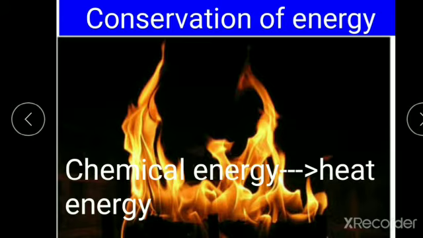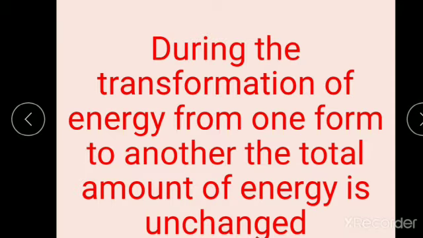So you know that one form of energy can be transferred into another form. When one form of energy is getting transformed into another form, the total amount of energy will be unchanged. For example, when you change the chemical energy into heat energy, like when you burn a fuel, you get heat energy. The amount of the new form, that is the heat energy that appears, is equal to the amount of the old form, that is the chemical energy. That is, the total amount of energy will be unchanged. Okay, this we call conservation of energy.